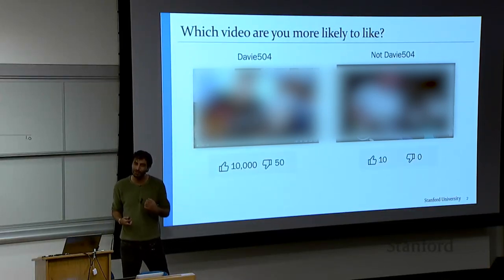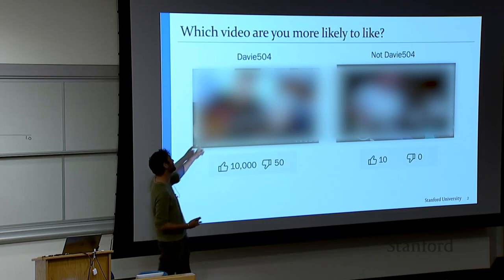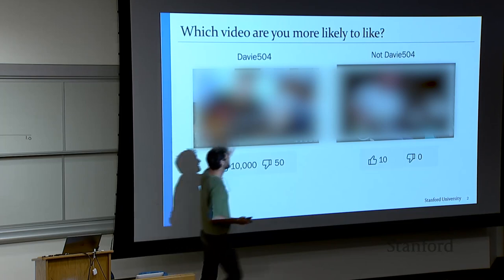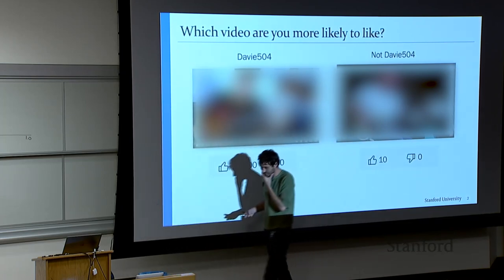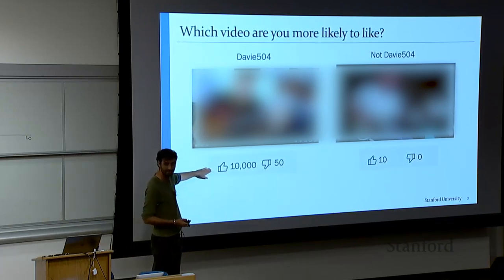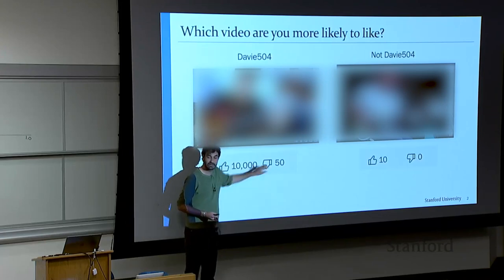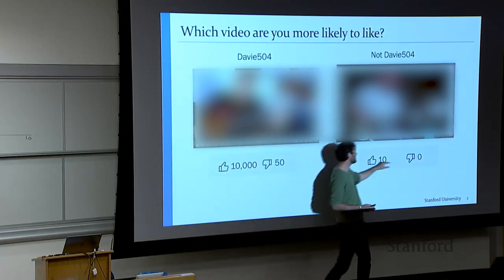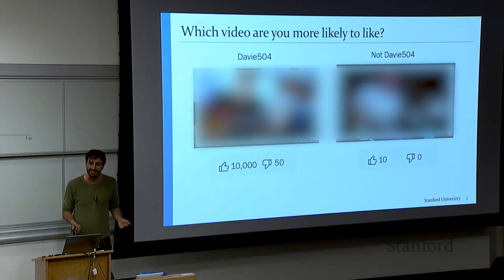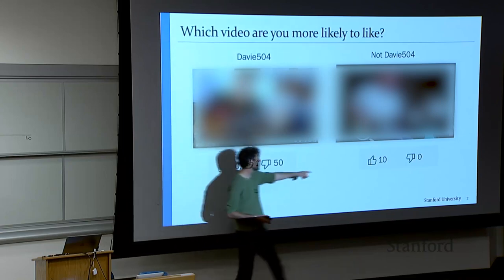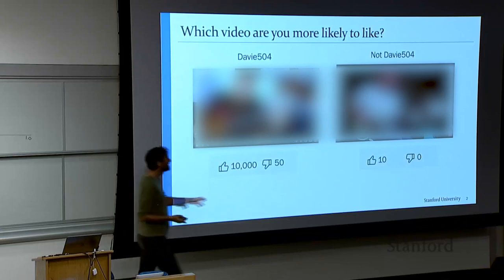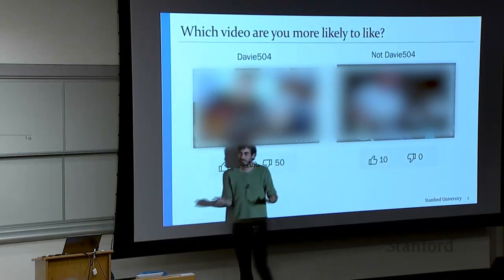I present you with two YouTube videos, and forget about the content though. If you're not into Davey 504 yet, you should check it out. He's a slapping bass player. And if you saw these two YouTube videos and you're just thinking about the probability that you'll like the movie, and you just looked at the number of likes, this one has 10,000 likes and 50 dislikes. This one has 10 likes and 0 dislikes. If you were sorting by the probability of a like, you might decide that this has a probability of 1 of being liked, and you might get the erroneous result that this might be the movie that you're more likely to like.